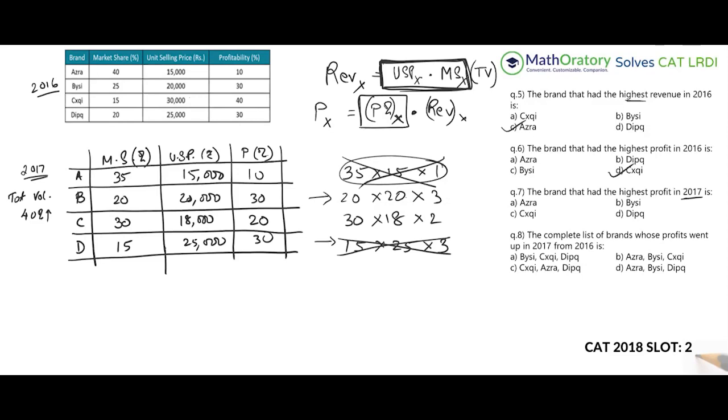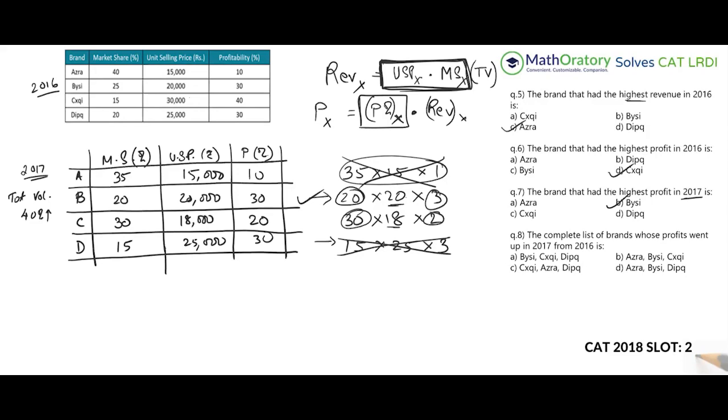I mean, there's nothing to it. Check this out. 20 into 3 is the same as 30 into 2, right? And obviously 20 is greater than 18. So obviously B is the highest here. So 7 is option B as well. So that's it for 7.